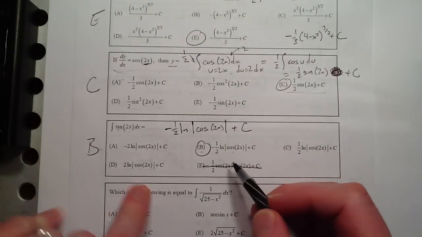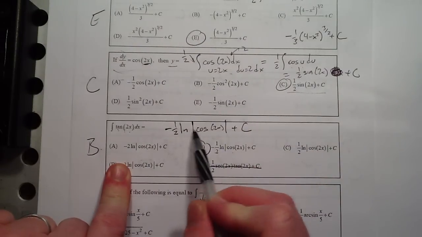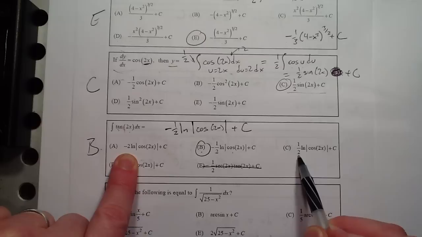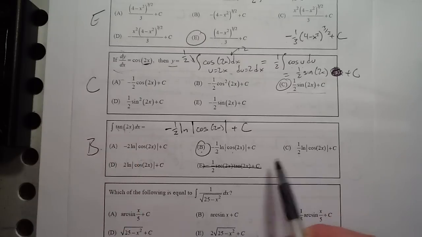And look, they've got all the different possible mistakes that you can make. If accidentally you got a 2 on the outside instead of 1/2, they've got that here. If you forgot the negative sign, they've got that covered. So you've got to be real careful. It'll be B.